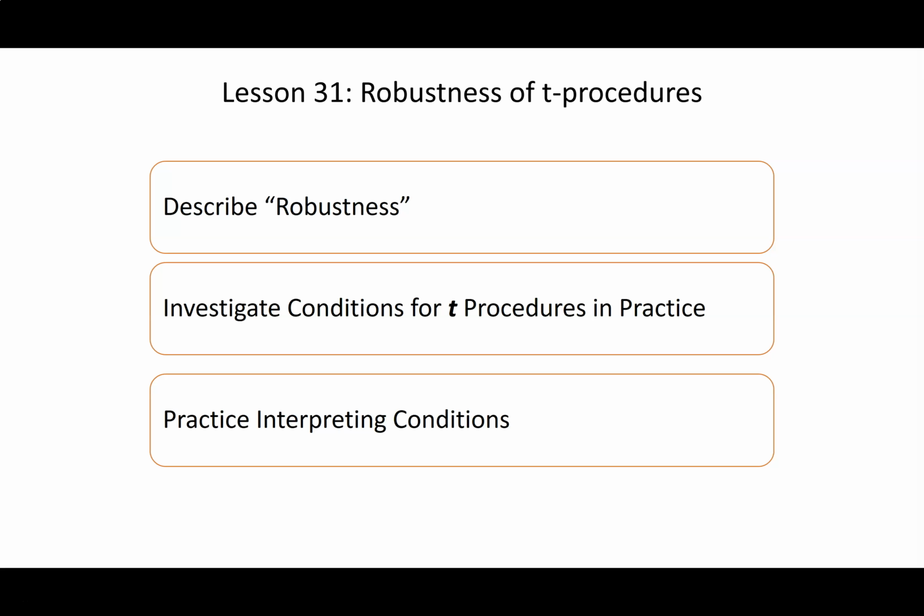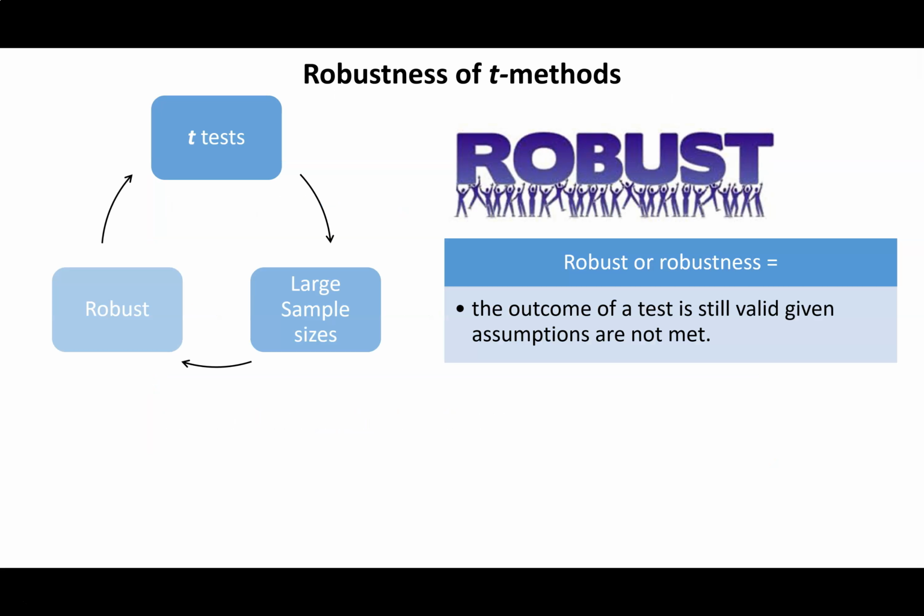Welcome to Lesson 31. So we're going to talk about the robustness of T procedures. The idea is, when we use T methods, how reliable can we really view our results as? The idea of robustness is that the outcome of a test is still valid even if you don't meet all of the conditions. So not meeting the conditions doesn't mean that you should just throw it all out. It's still a fairly reliable test if it's very robust.